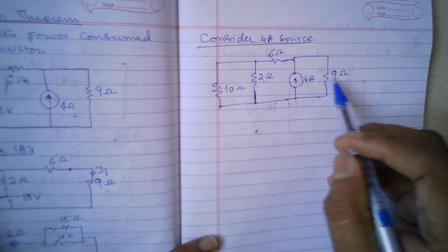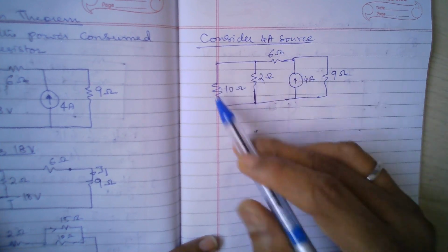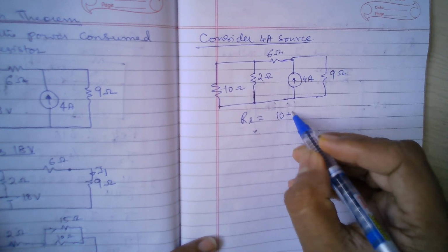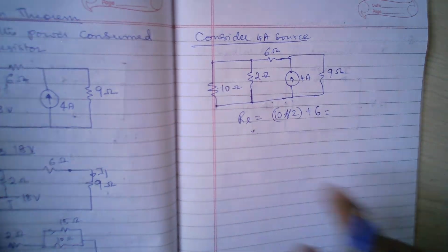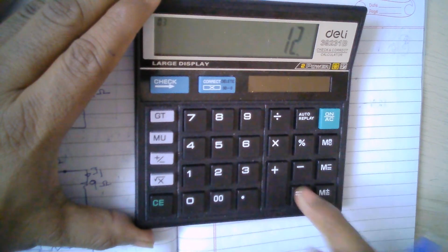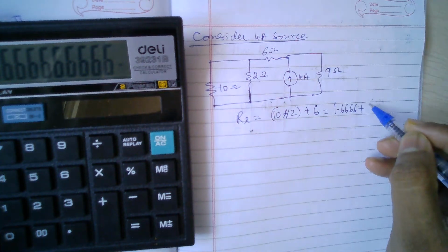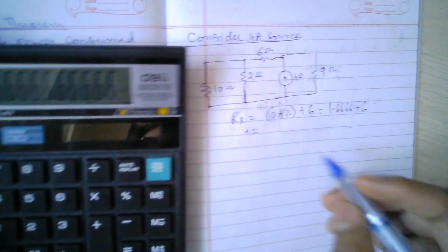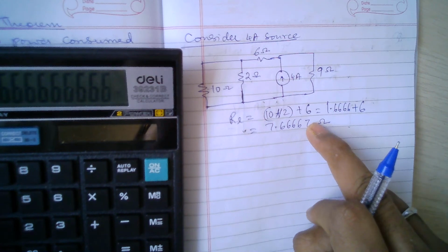Here I don't even have to find the effective resistance. I just want the resistance of this particular side, so let's call it RL, the left side part. That is 10 parallel 2, plus 6. 10 into 2 divided by 10 plus 2, that is 10 into 2 divided by 12, which is 1.6666, plus 6. So that is 7.66667 ohms. I got this resistance.